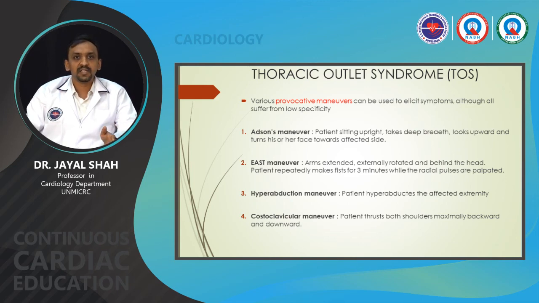Another important is the East maneuver, in which arms are extended, externally rotated and behind the head, and then the patient repeatedly makes a fist for 3 minutes while the radial pulses are palpated. Another important is the hyperabduction maneuver. Other is the costoclavicular maneuver, in which the patient thrusts both the shoulders maximally backwards and downwards.